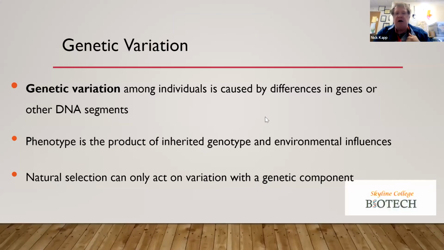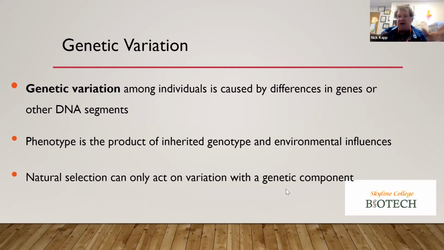Genetic variation we tend to see in individuals where they'll have a different set of genes. Your phenotype is the product of your genotype, what genes you have, and those environmental influences. Your book has some neat pictures where they talk about how organisms can change a little bit, maybe something like a bonsai tree that you can adapt to that area. Natural selection can only act on variation with a genetic component.